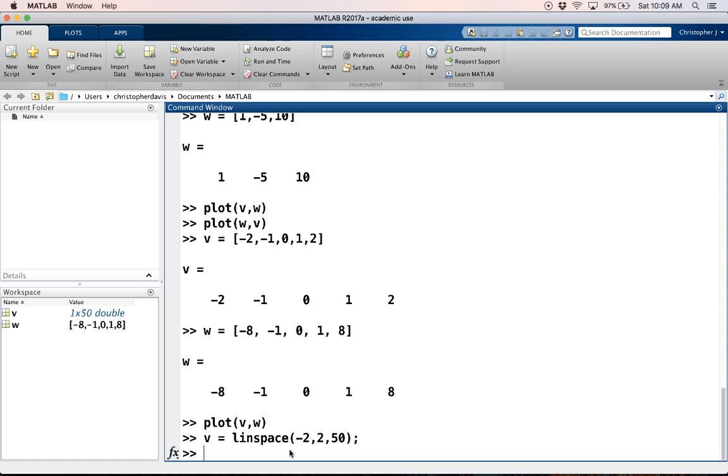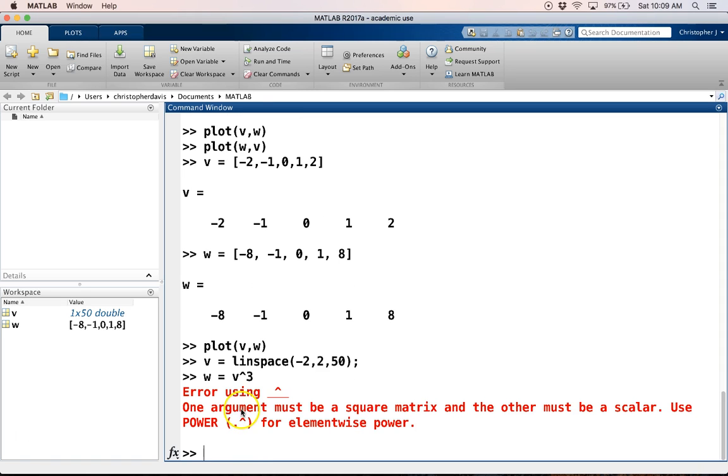Then I want to do v cubed. How do I do that? Okay, this would be how you'd first guess, but it's not going to work. But the error message is really helpful. It tells us, oh, you probably want to raise each individual coordinate to the 3rd power rather than raising the whole vector to the 3rd power. So it's reminding me that I should use this special operation, this period and then a caret symbol.